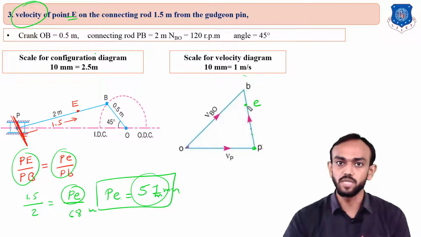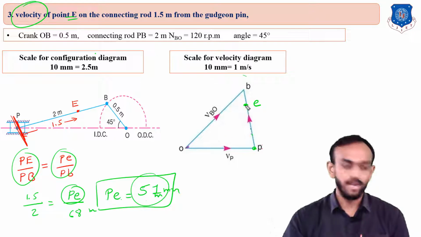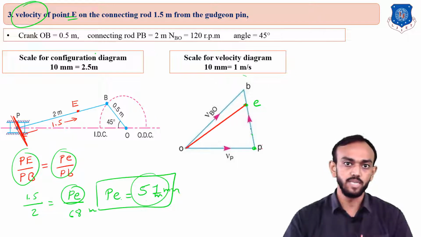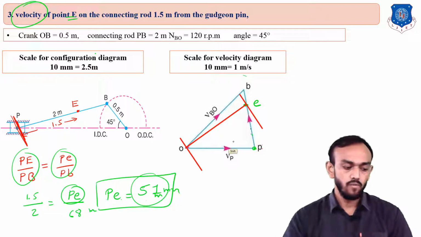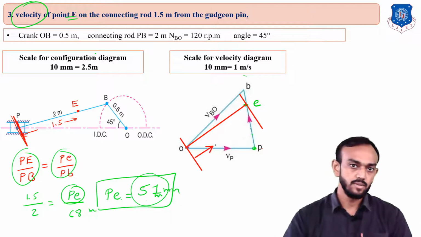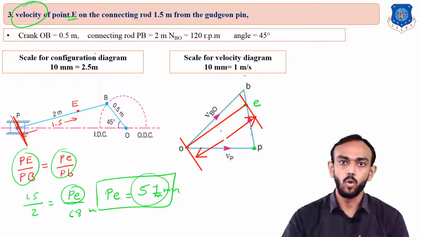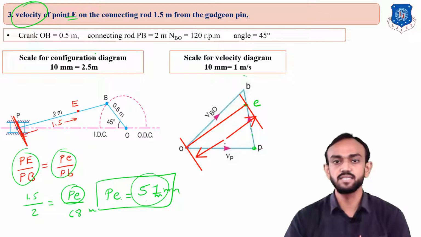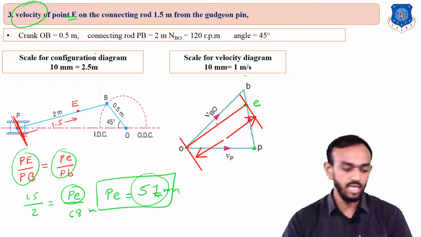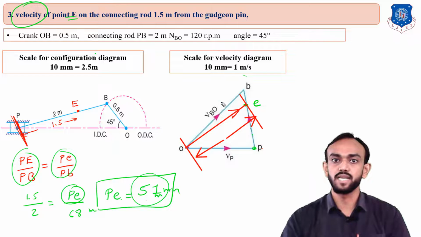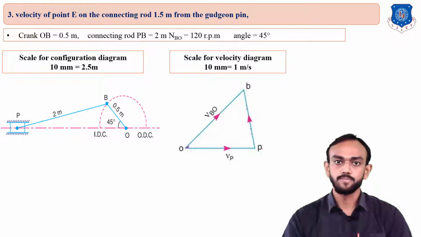Okay, and we need the velocity of this E point. How can you find the velocity of E with respect to the crank? We have to connect this E point to our origin point, and then measure this distance, the P to O to E distance, and you will get the velocity of E, because as you know, this vector is indicating the velocity of E with respect to O.